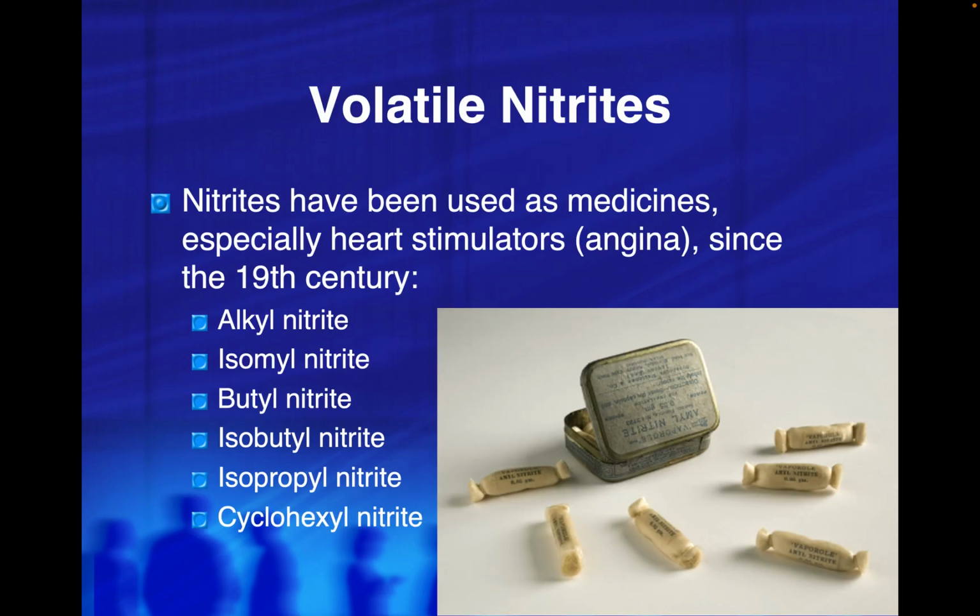Volatile nitrites. Nitrites have been used as medicines, especially heart stimulators, for angina. Angina just means pain. Angina pectoris is chest pain. Since the 19th century, we've been using nitrites: alkyl nitrite, isoamyl nitrite, butyl nitrite, isobutyl nitrite, isopropyl nitrite, and cyclohexyl nitrite.